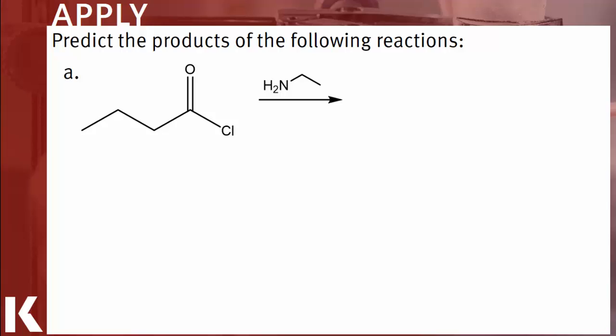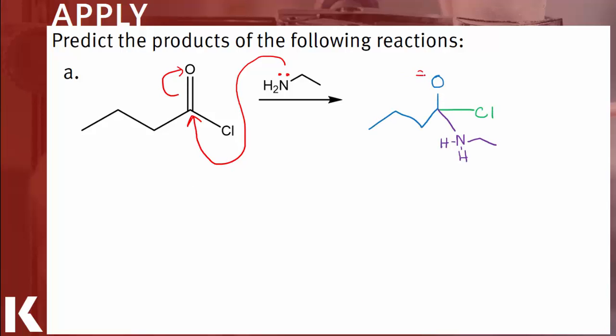You're asked to predict the product of the following acyl halide substitution reactions. In A, butanoyl chloride is reacted with ethylamine. Remember, the site of nucleophilic attack will be the carbonyl carbon, so the next thing to identify is the nucleophile itself. The lone pair on the nitrogen would be a great source of electrons, so nucleophilic attack of the nitrogen onto the carbonyl carbon will cause the electrons in the double bond to migrate up to the carbonyl oxygen to create this intermediate.